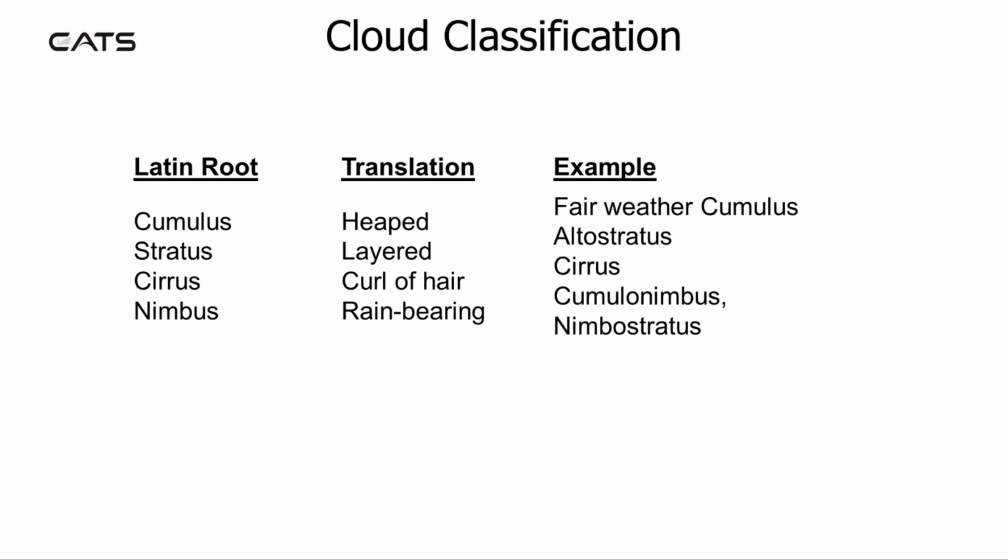The Latin root cumulus means heaped, an example being fair weather cumulus. Stratus is layered, for example altostratus. Cirrus means curl of hair, cirrus. And nimbus is rain bearing, such as cumulonimbus or nimbostratus.